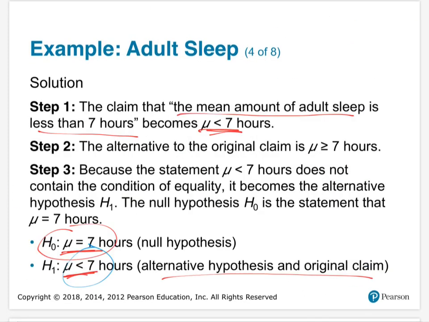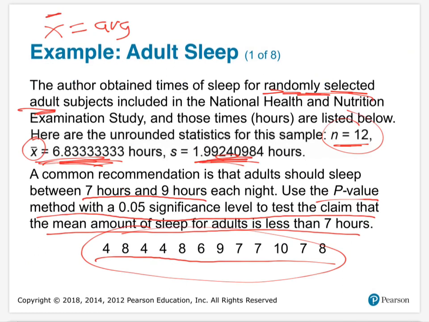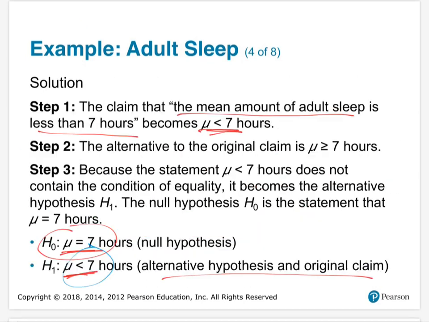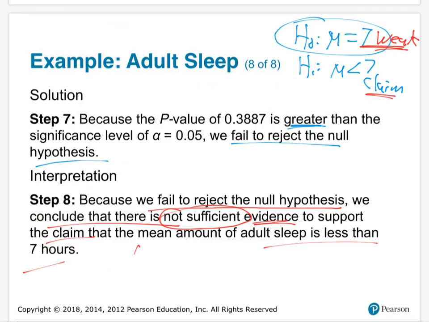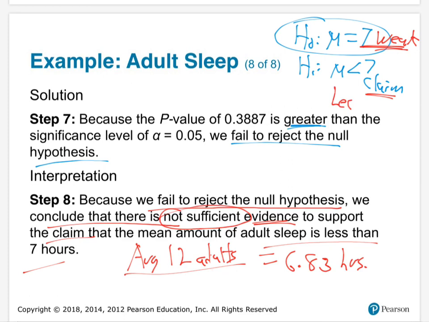Let's go back again. We had 12 adults. They randomly sampled these 12 adults, and the average came out 6.833. Let me bring it over here. So the average from 12 adults, they randomly grabbed 12 adults, and the average was 6.83 hours of sleep per night. And the claim was less than 7. Doesn't that seem like less than 7? So why aren't we accepting the claim?